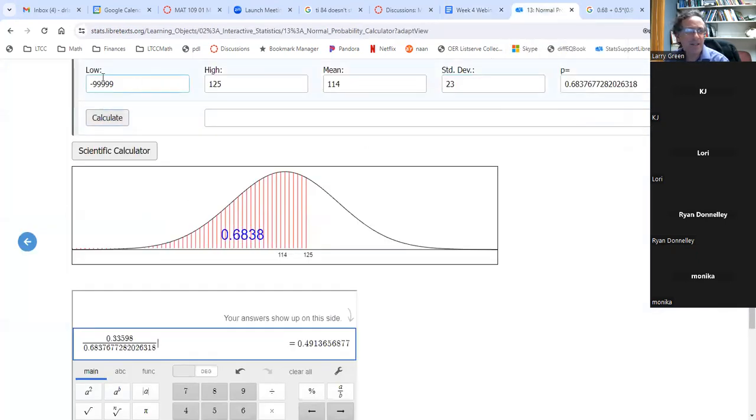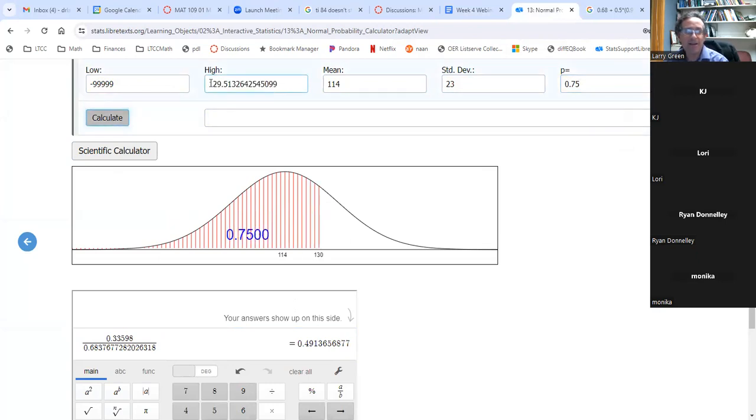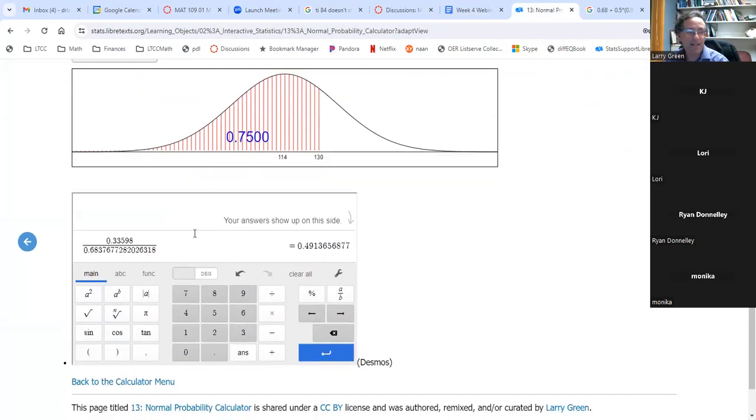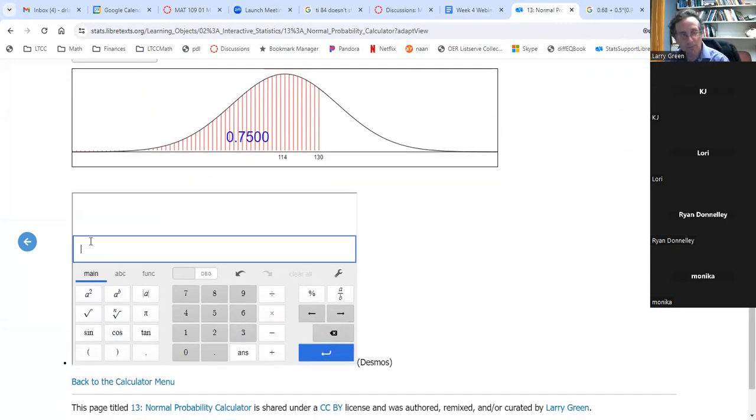Okay, so now my low is still negative 99999. My high is what I leave blank. Mean and standard deviation stay the same. P is 0.75. And I hit calculate. And there we go. There's our third quartile. I'm going to copy that. Let's pop that in the calculator just for now, because we're going to need it.